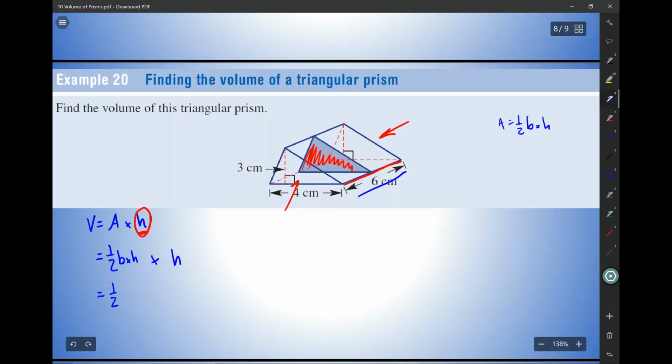So now we can fill in the numbers here. Half times the base of the triangle times the height of the triangle times the distance in between our two triangles. And we pop all of this into our calculator and we end up with 36 cubed centimeters.